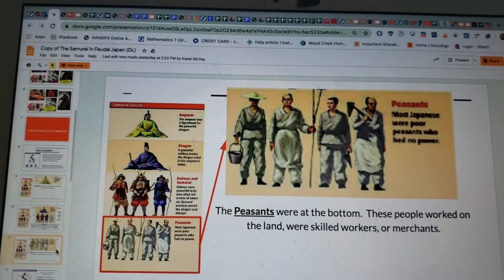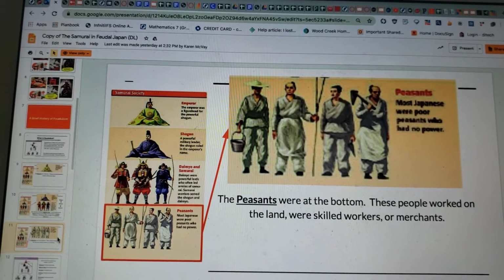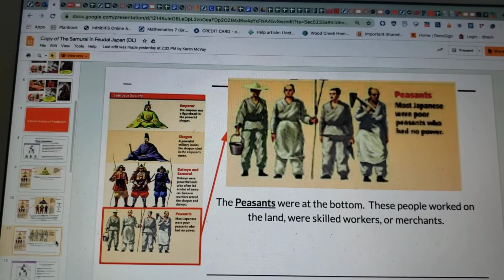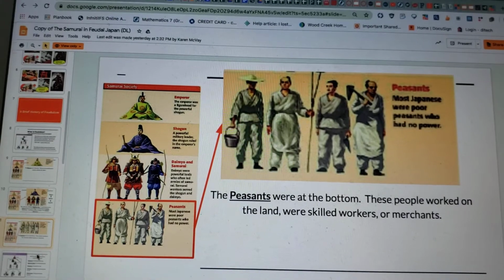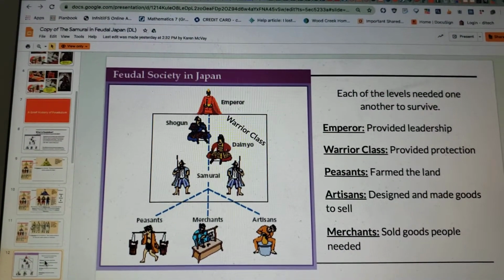The peasants were at the bottom. These people worked on the land, were skilled workers or merchants. Most Japanese were peasants, and they were poor and had very little power. So the bottom rung here. All right, so slide 12.